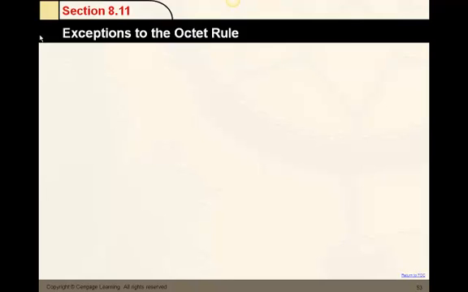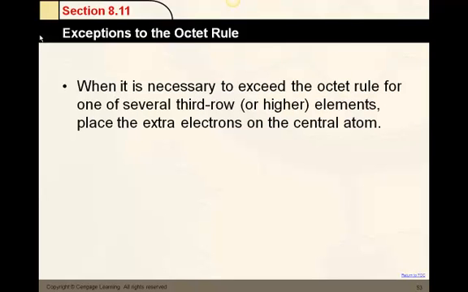So these are exceptions to the octet rule. When it's necessary to exceed the octet rule for one of several third row or higher elements, place the extra electrons on the central atom. That's what you saw me do in our expanded octet. Whenever there were extra pairs of electrons that needed to be taken into consideration, I always place them on the central atom.